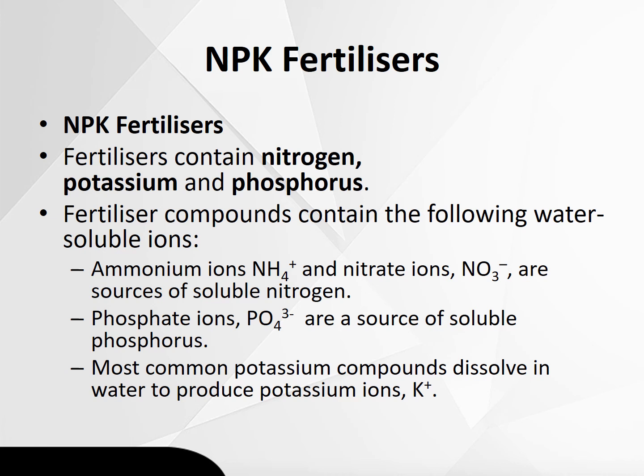Fertilizer compounds contain the following water soluble ions. Now the ions which are produced by fertilizers are ammonium ions NH4+ and nitrate ions NO3-. They are a source of soluble nitrogen. Phosphate ions are a source of soluble phosphorus. And most common potassium compounds dissolve in water to produce potassium ions.